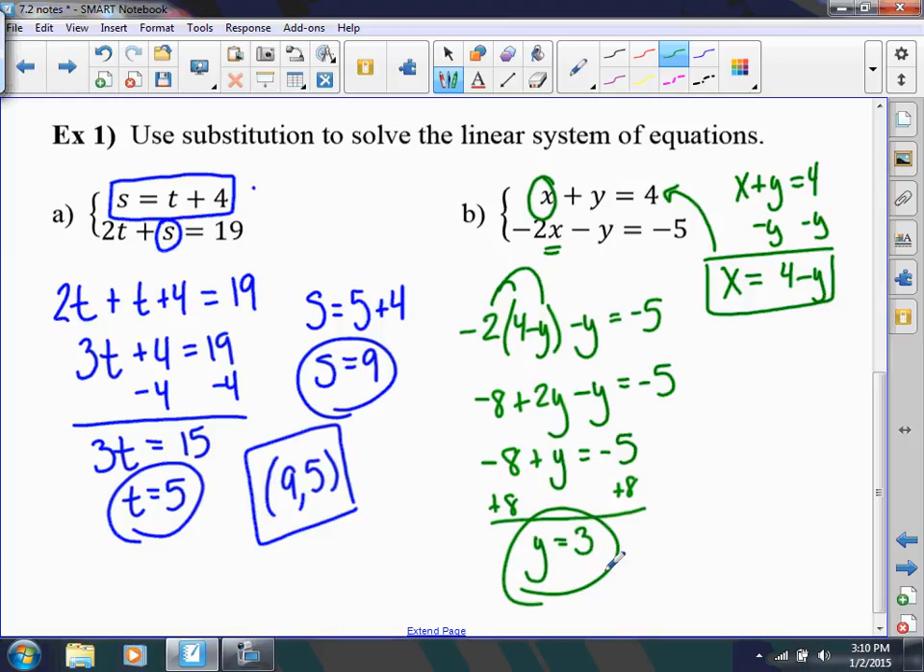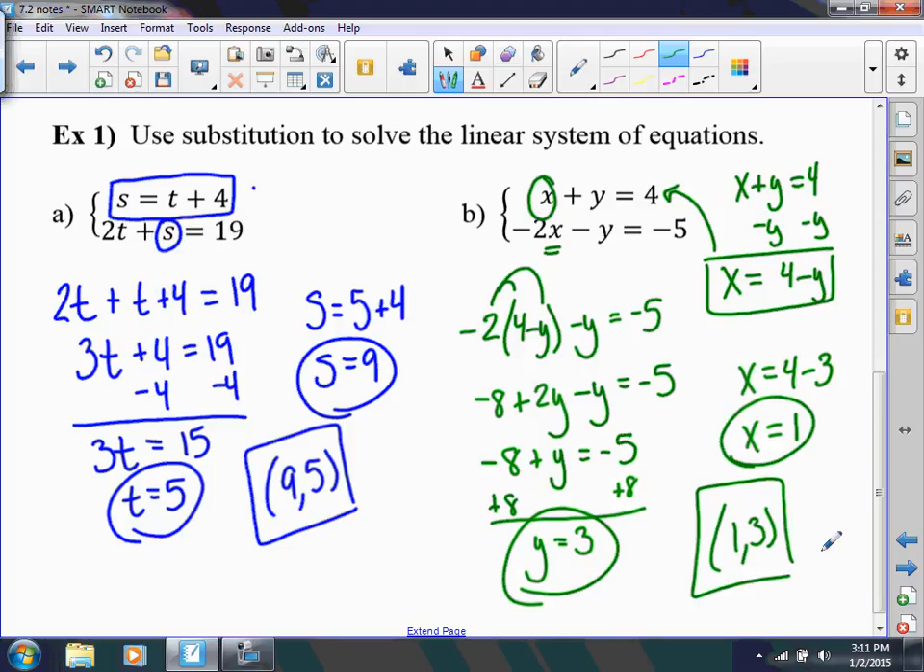Okay, now I can take this value and substitute it into any of my other equations to get x. I can substitute it into the original top equation or the original bottom equation, or I could even substitute it into this one in the box here, the one that I resolved for x. And that's actually what I'm going to do, because this is already solved for x. So x equals 4 minus y, which is 3, and 4 minus 3 is 1. So my ordered pair for my solution is going to be 1, 3.